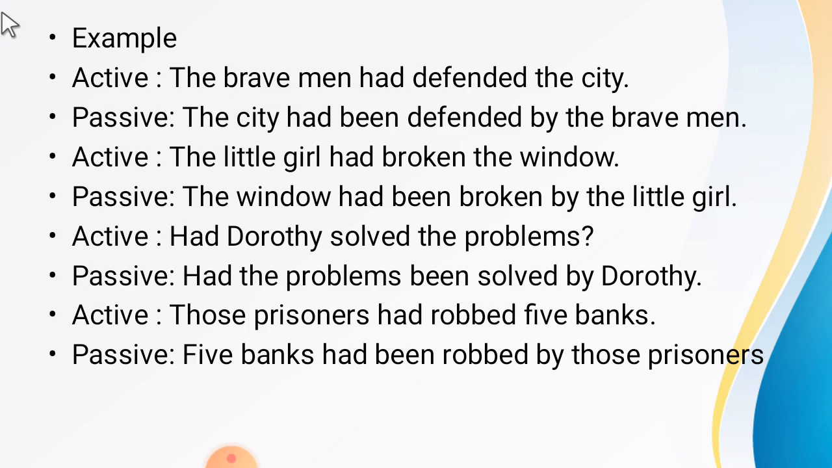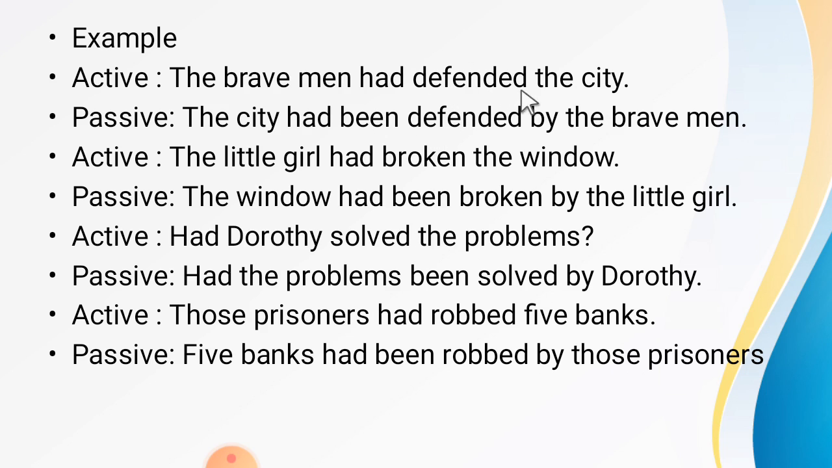Here are some examples. The brave man had defended the city. The city had been defended by the brave man. The little girl had broken the window. The window had been broken by the little girl. Did Dorothy solve the problems? Had the problem been solved by Dorothy? Those prisoners had robbed 5 banks. 5 banks had been robbed by those prisoners.